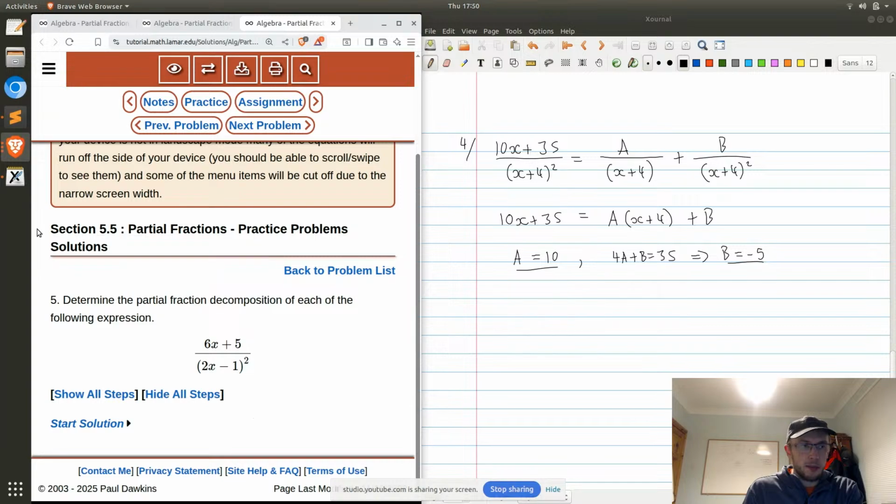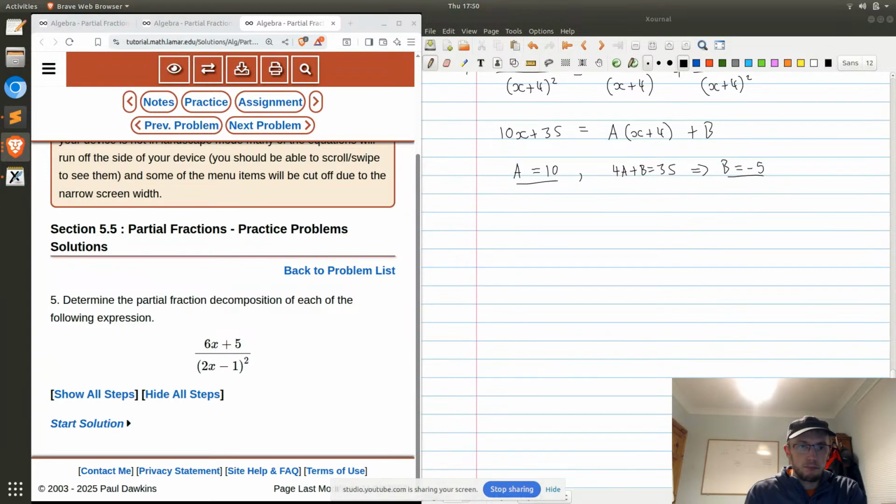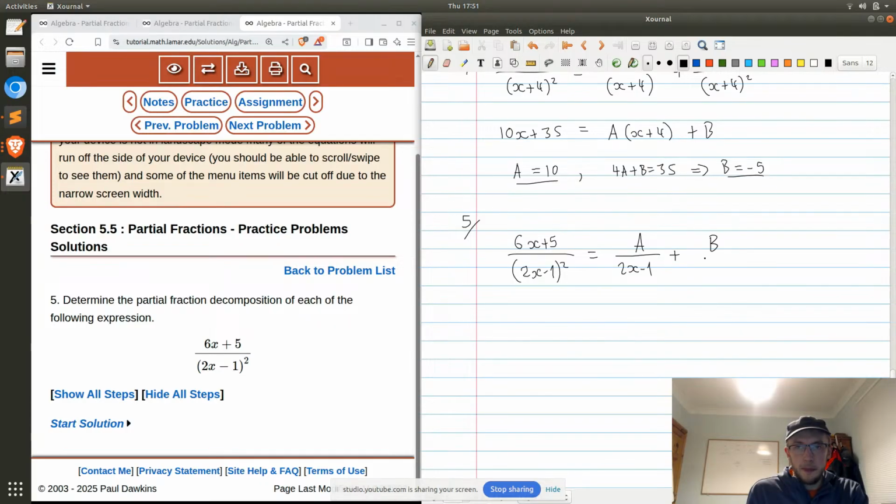Okay, now problem 5. Let's see. So it should be more or less the same, right? We have 6x add 5 all over 2x take 1 all squared. And we're decomposing that into this partial fraction plus this partial fraction.